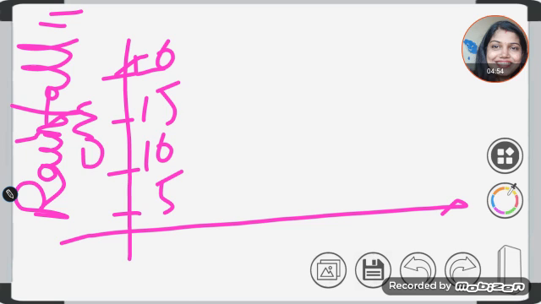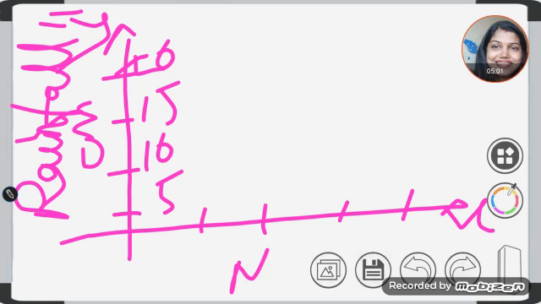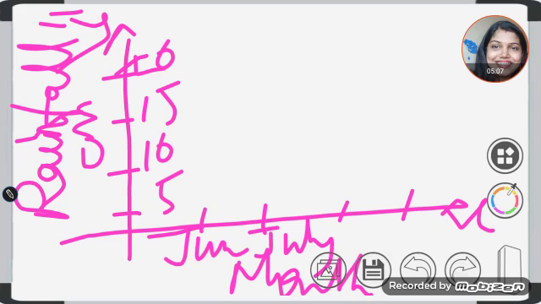This is the vertical bar graph which I am drawing. This is the y-axis. This is the x-axis. Here it is labeling, and I'm going to write month. So June, July, August, September.